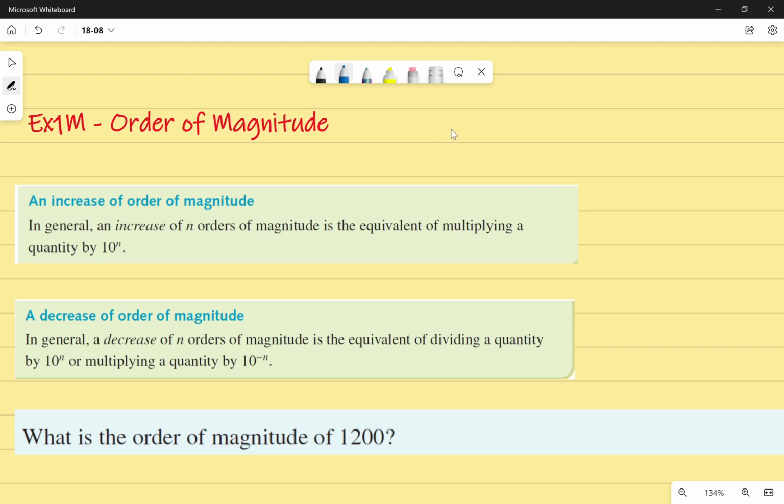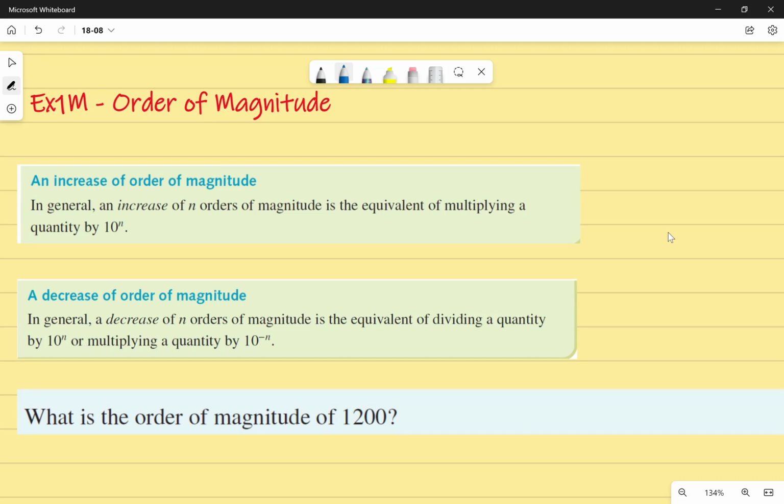So, 1M. We're looking at order of magnitude. When we're talking about increasing an object by a magnitude of 1, we're talking about increasing it by a multiple of 10. So we're multiplying whatever we have by 10 if we're increasing it by an order of magnitude of 1.